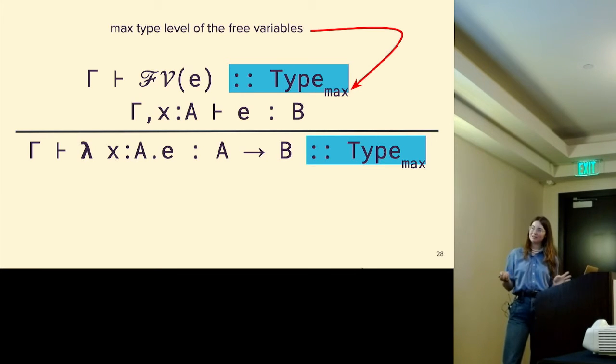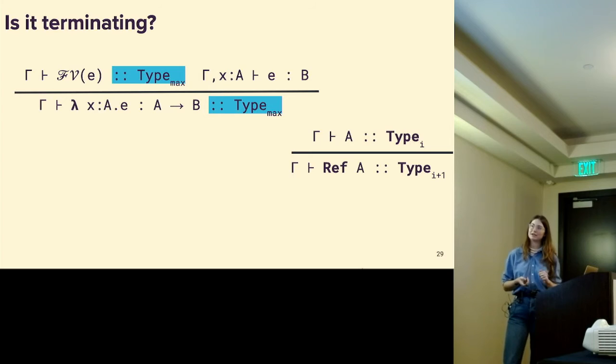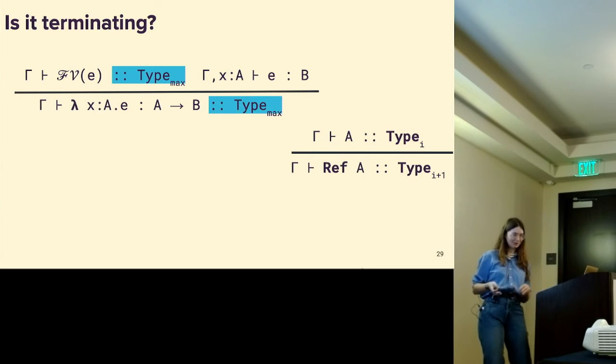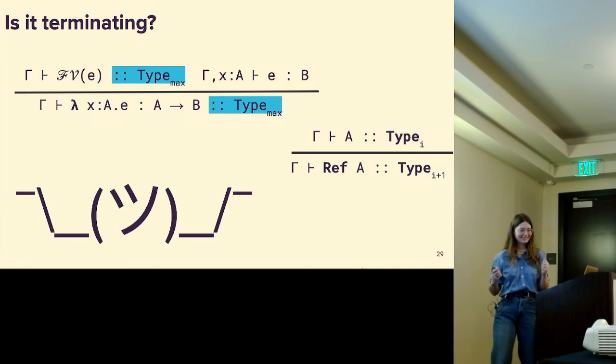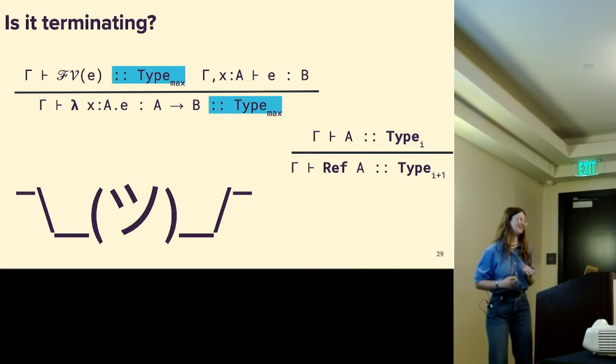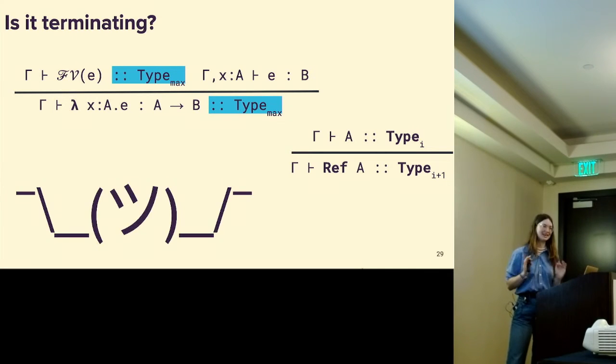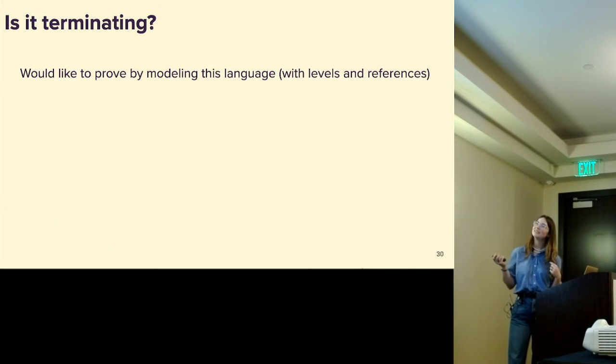Okay, so given a source language with this really funky type and kinding rule and predicative references and higher order references, is it finally terminating? Have we figured it out? We don't actually know. Well, we have some intuition that it might be. So let's go into that intuition that we have.